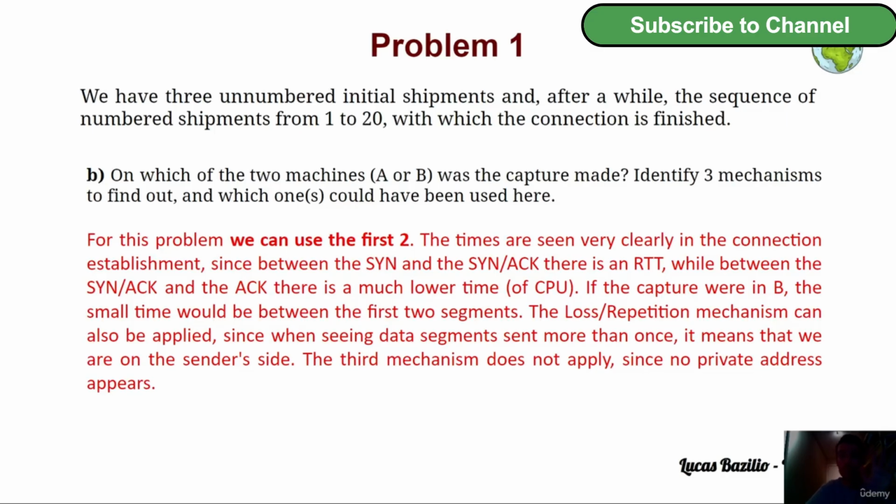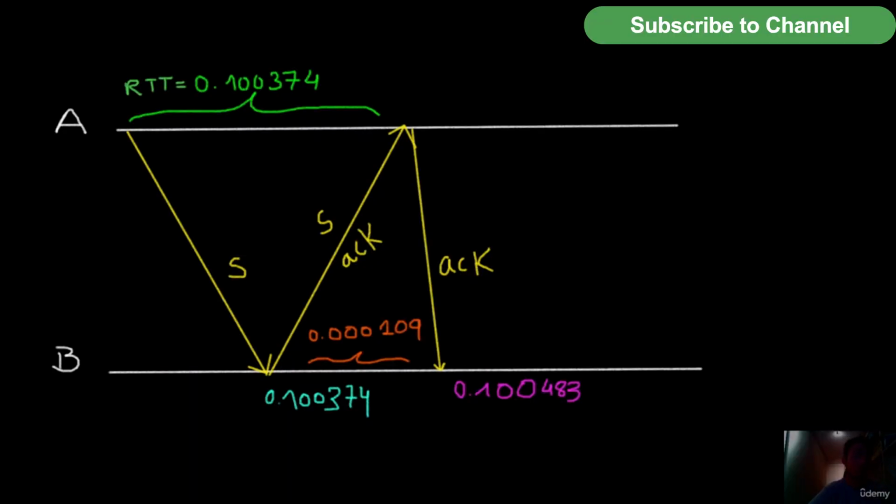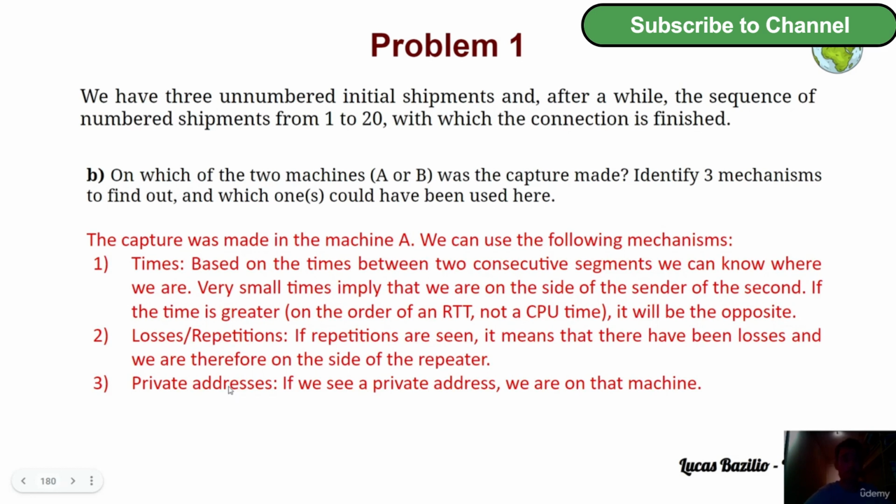Okay, so this is the fundamental idea: once we know where we start, because remember that we always start in the client, if we have a much bigger time between the first segment and the second, it means that we are making the capture on the client side. But if we have instead a much bigger time between the second segment and the third one, it means that we're making the capture on the server, on the receiver. So this is very important. It's very important to understand this. There you go. So now let's justify how the second mechanism can also be applied in this situation.